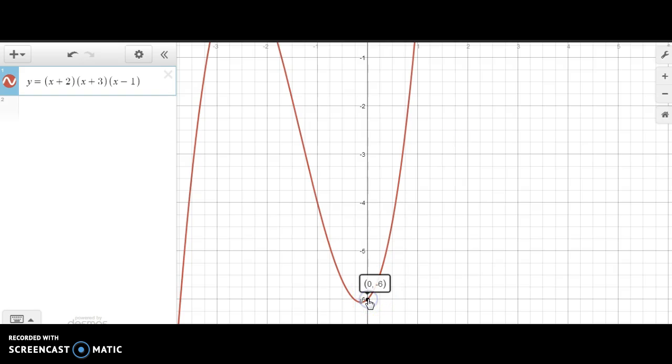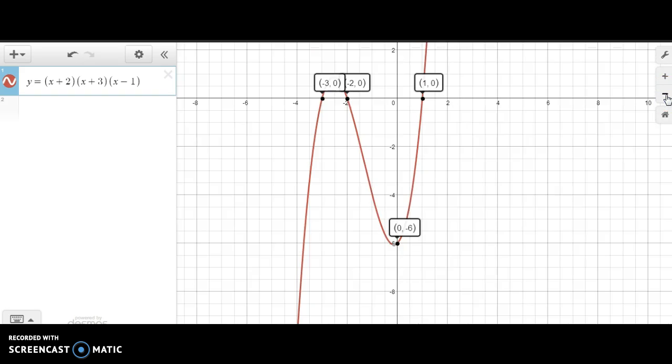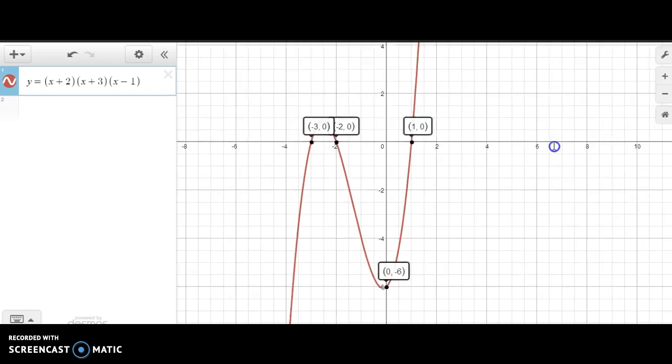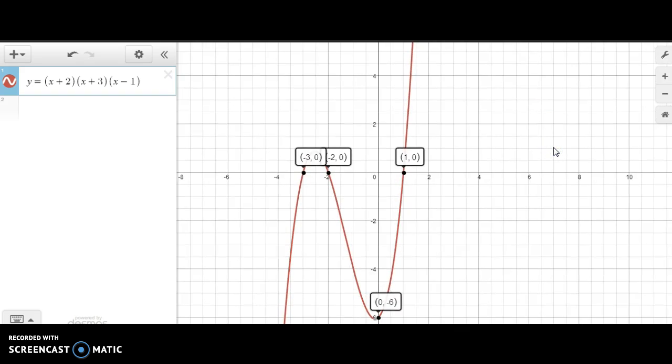Also, the y-intercept, which is down there, 0, -6, is shown on this graph. A couple other things you should note from earlier sections in Unit 5. This is a cubic function, so the maximum number of x-intercepts that this function can have is 3. It doesn't mean that it has to have all 3. In this case it does, which is nice, but it can never have more than 3 x-intercepts.